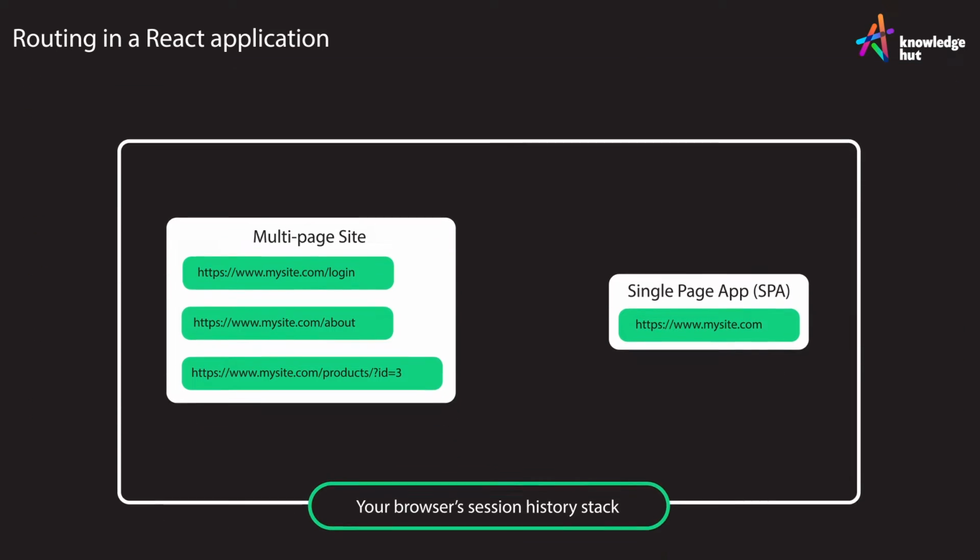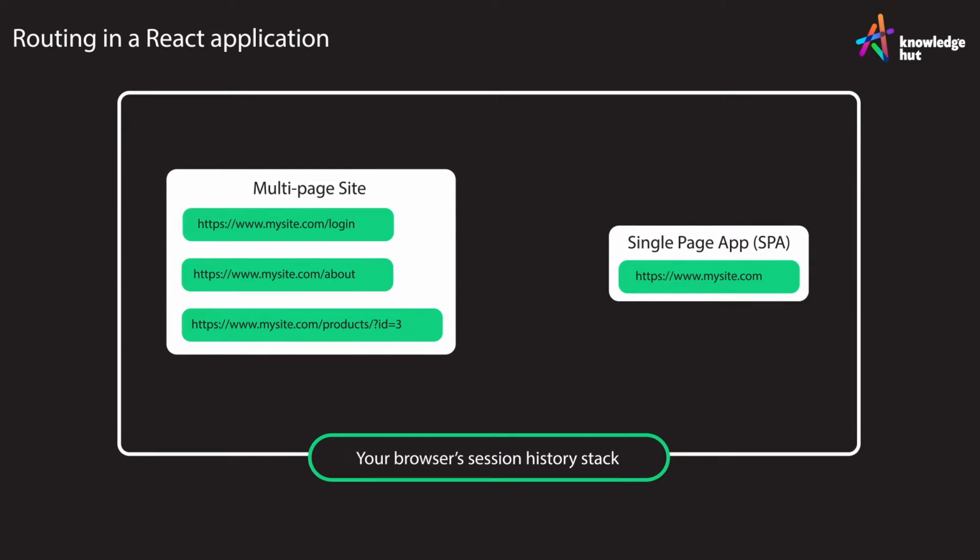The browser's session history stack is a list of unique URLs that the user has visited recently. In a traditional multi-page setup, this stack would look like the one on the left, whereas in the case of a single-page app, the stack would only contain a single URL for the app as seen on the right. This, as you can see, is a problem.